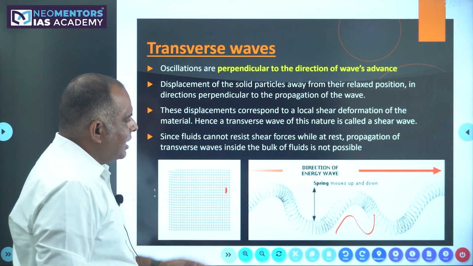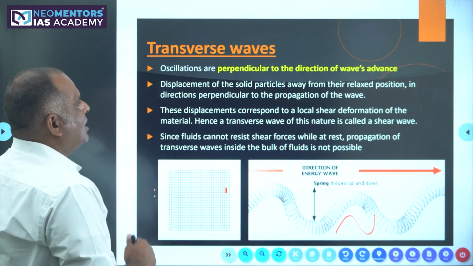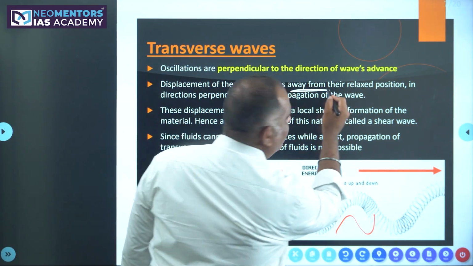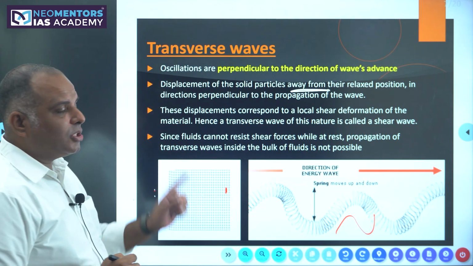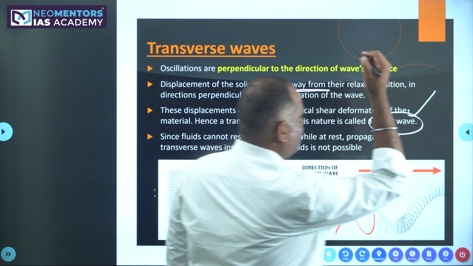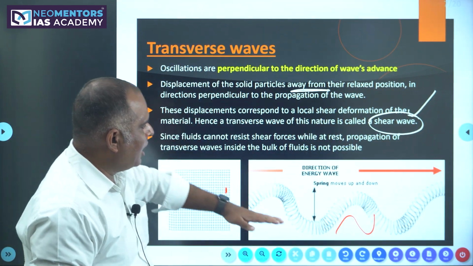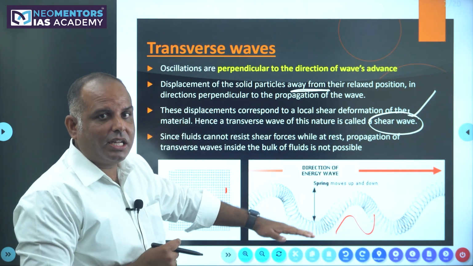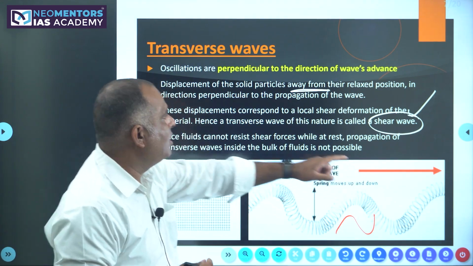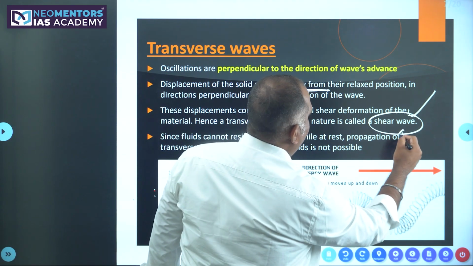Also, that means they are moved away from their relaxed positions. They are also called shear waves. This is very important. Try to understand this. The displacement of these particles in the vertical direction, or the perpendicular direction to the direction of the propagation of the wave, is called a shear deformation. Hence, they are called shear waves.